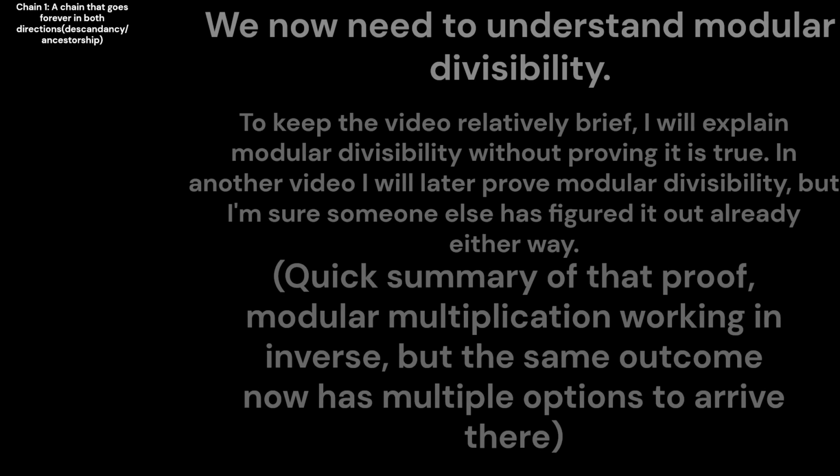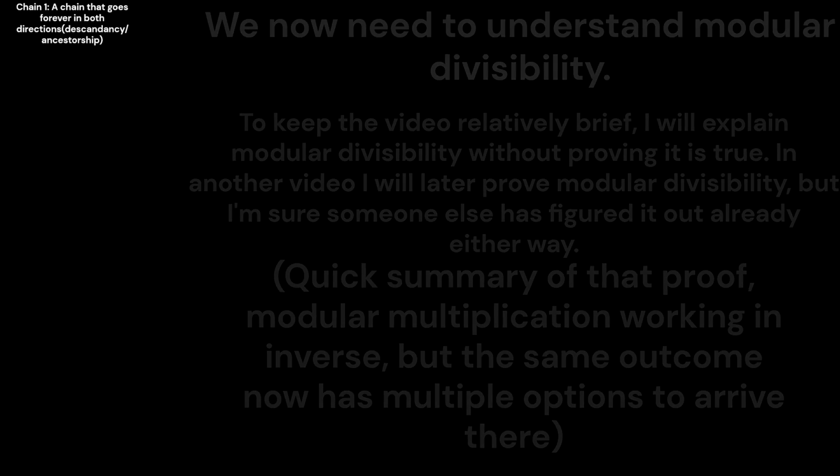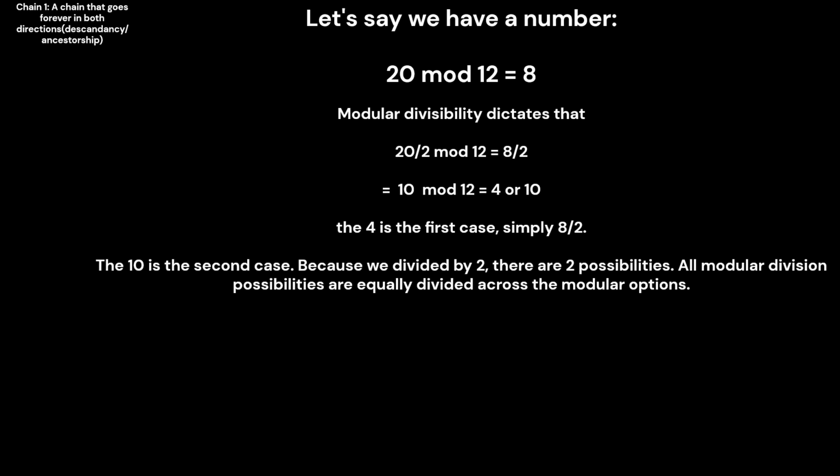First, let me quickly explain modular divisibility. Start with a number, let's say 20, mod 12 is equal to 8. Modular divisibility says that 20 over 2 mod 12 is equal to 8 over 2, which is equal to 10 mod 12 is equal to 4, or 10.